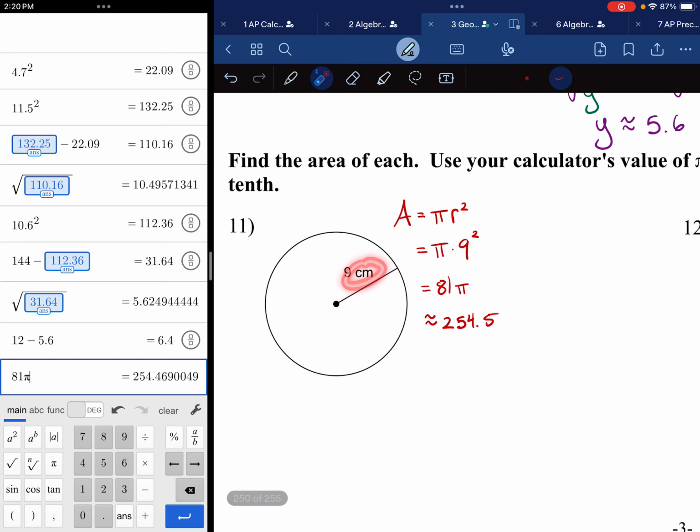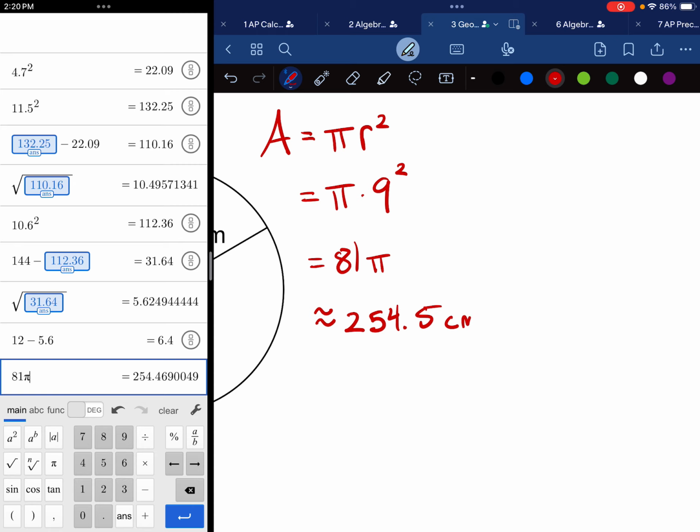And then we do have units here, so be careful. We have centimeters, which is a unit of length, like for circumference. Whenever I talk about area, it's power of 2. Whenever I talk about volume, it's power of 3. It's the dimension in which you're talking about. Area is the second dimension, so this is going to be centimeters squared.